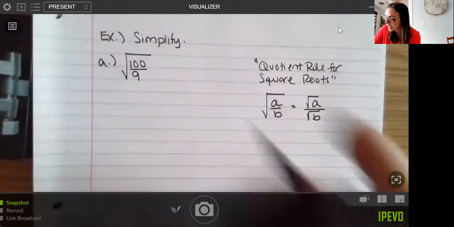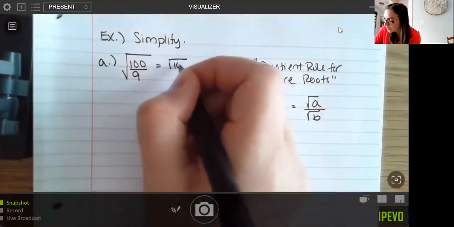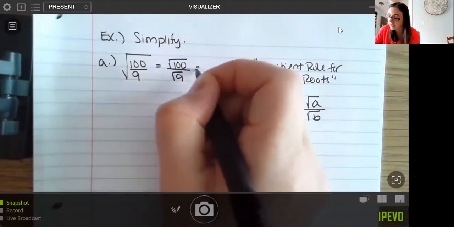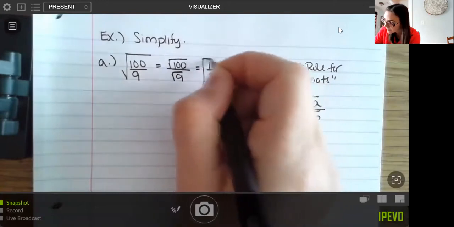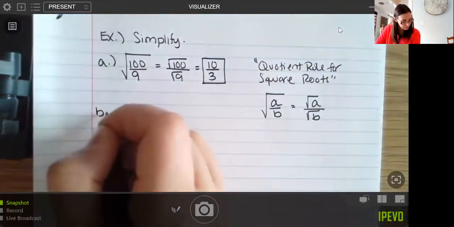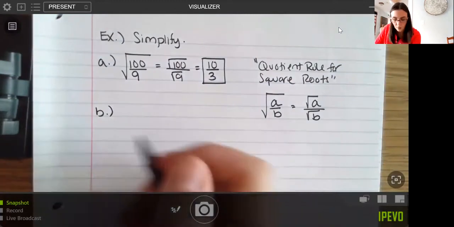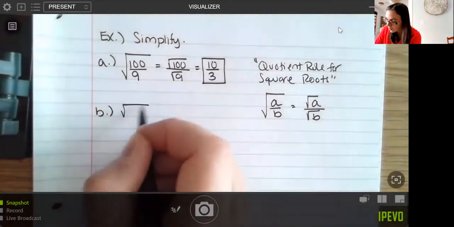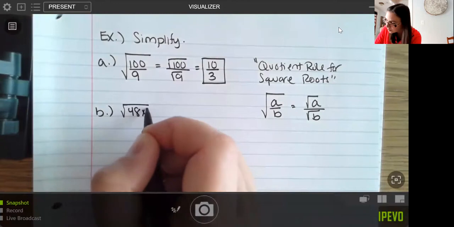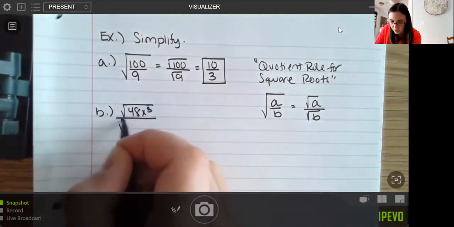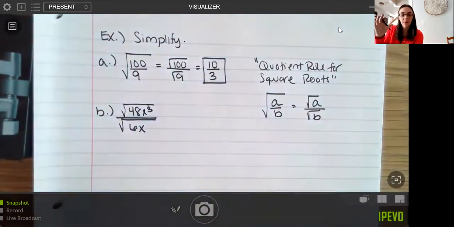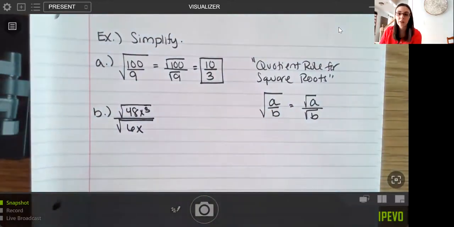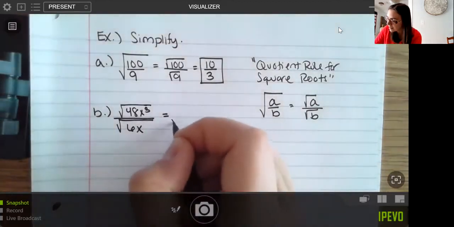So something like this, I can rewrite as the square root of 100 over the square root of 9, and then I can simplify each part separately. So this gives me 10 over 3. Or if I have something like the square root of 48x cubed over the square root of 6x. So here I'm starting with the two square roots separate. And if I look at 48 and 6, I don't really have any perfect squares there. It's kind of messy. So this is a good one to maybe bring back together.